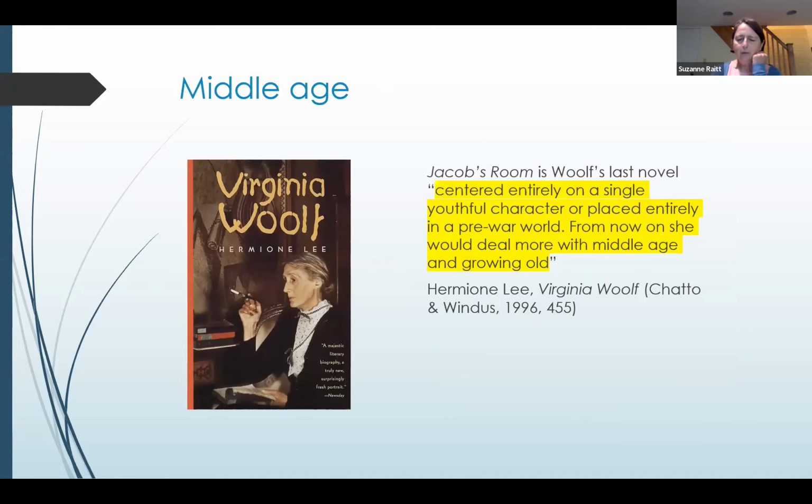Hermione Lee, in her magisterial biography, notes that Jacob's Room is Woolf's last novel centered entirely on a single youthful character or placed entirely in a pre-war world. From now on, she would deal more with middle age and growing old. My reading of Jacob's Room contradicts this observation. I think Woolf's exploration of middle age has started already in Jacob's Room. In the final brief section of this paper, I will explore the depiction of middle and old age in Jacob's Room, the time of life that Jacob himself will never experience.